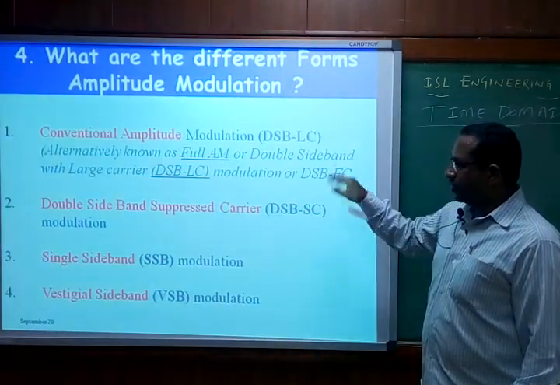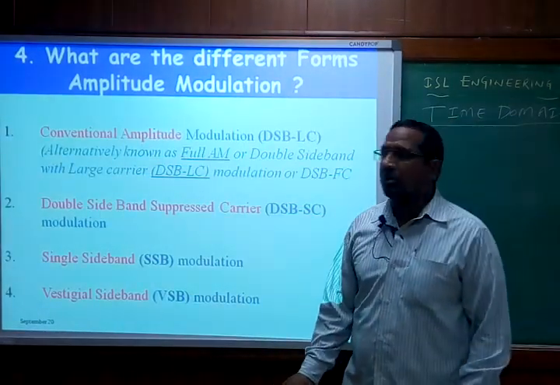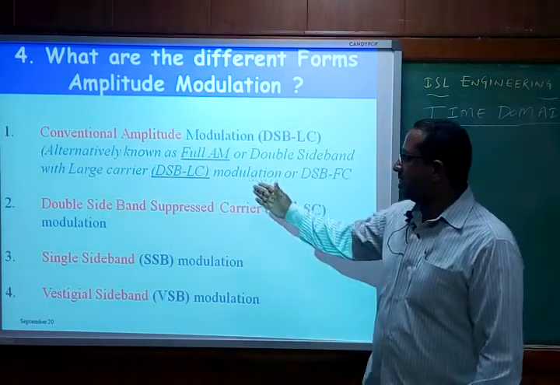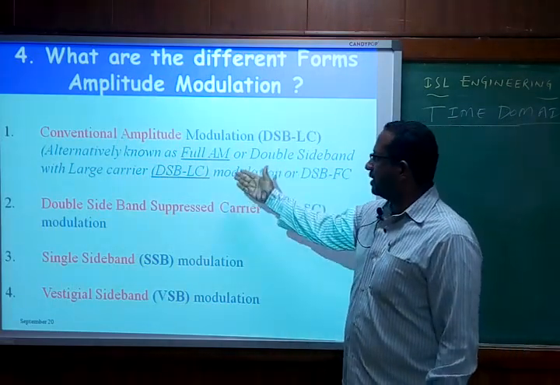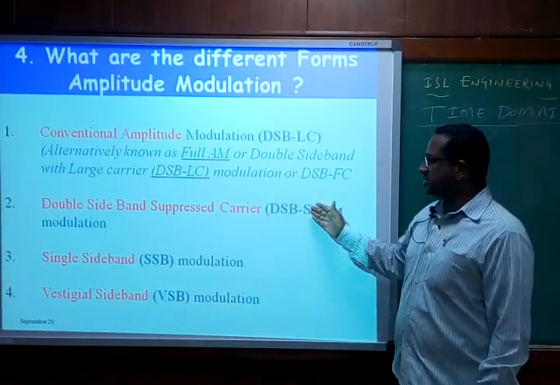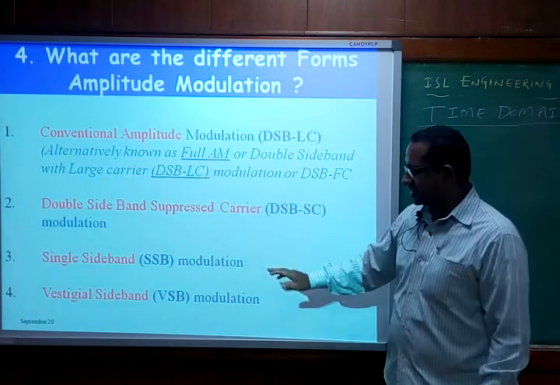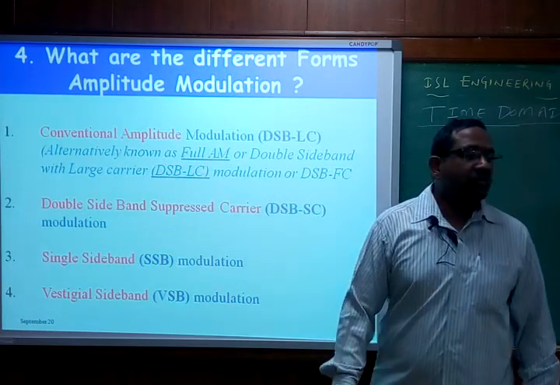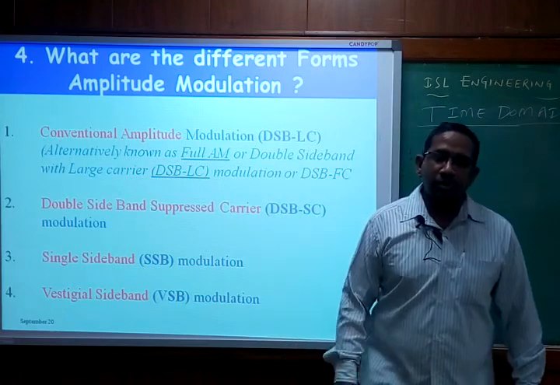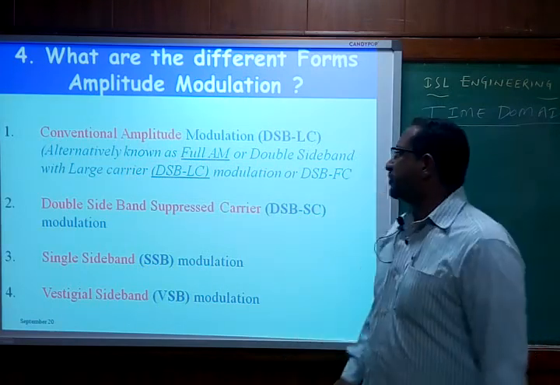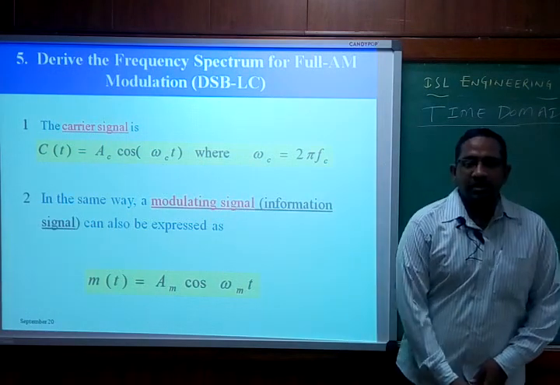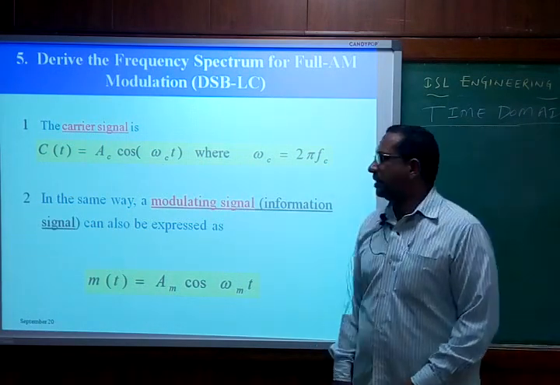Then after this we have different types of modulation. There is the simple AM, which is known as double sideband full carrier, or double sideband with large carrier. Next is double sideband suppressed carrier, single sideband suppressed carrier, and vestigial sideband modulation techniques. Using these techniques we amplitude modulate the signal. So now let us have a quick look at these particular techniques that we have here.